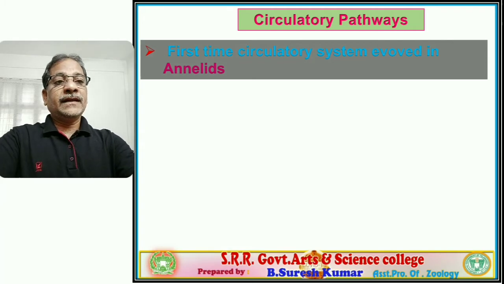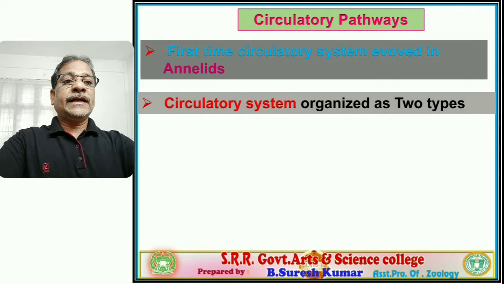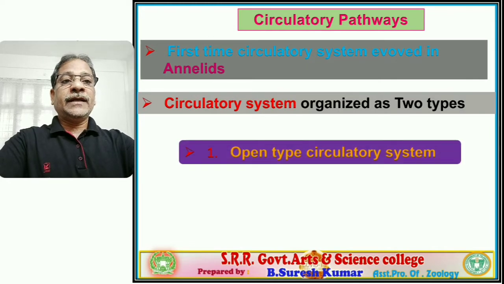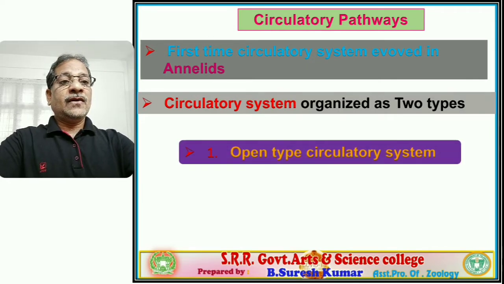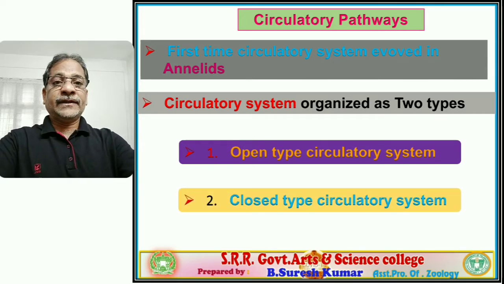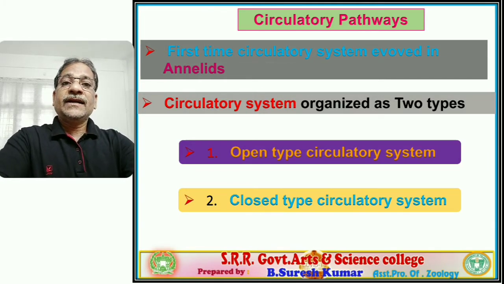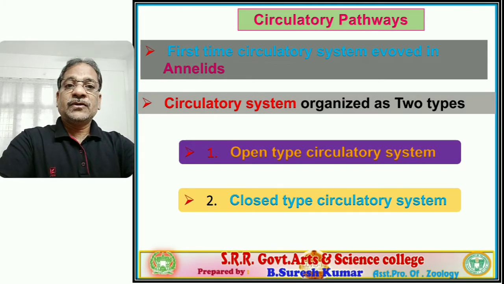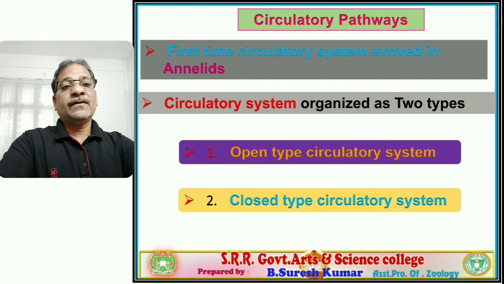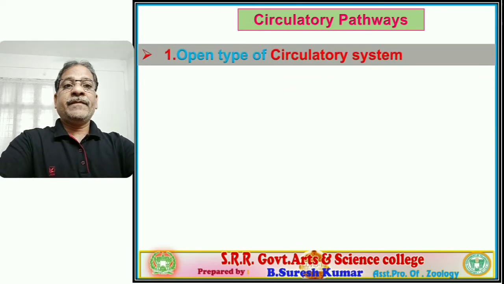The circulatory system first evolved in annelids. It is organized as two types, that is, open type of circulatory system and closed type of circulatory system. So in animals, the circulatory system evolved as two mechanisms. One is the open type circulatory system, and another one is the closed type circulatory system. Follow? The open type of circulatory system.